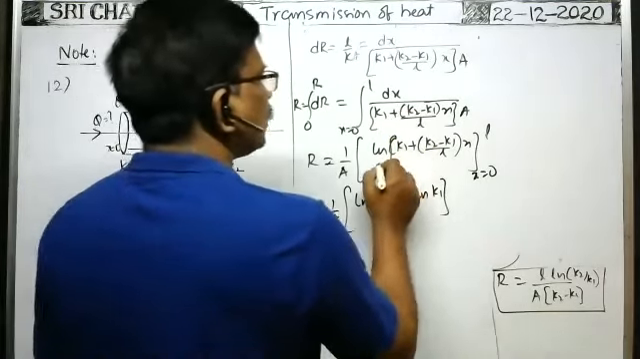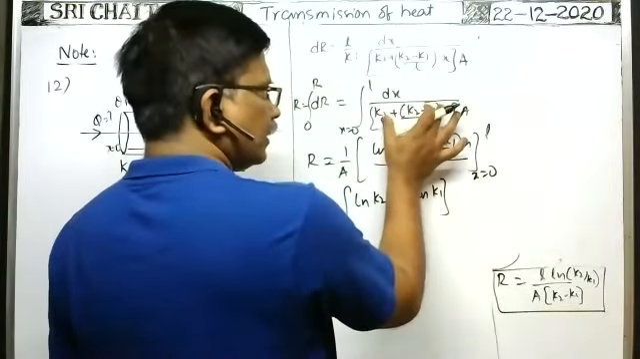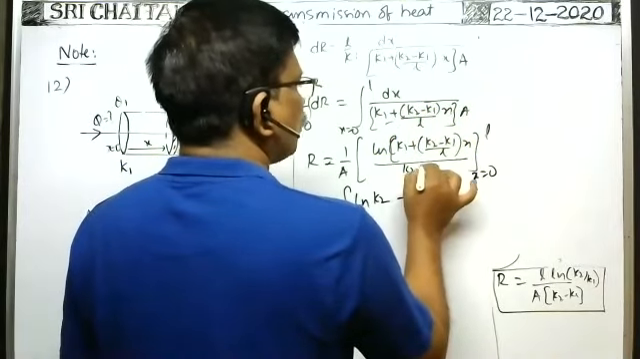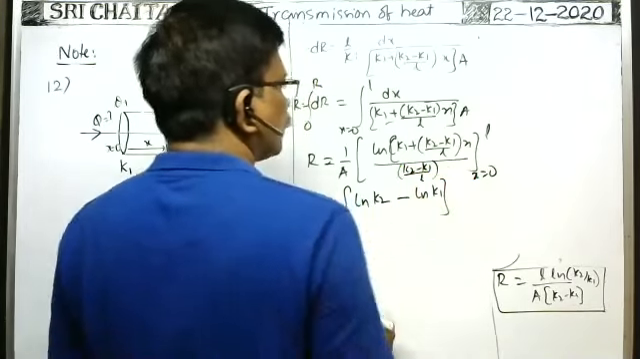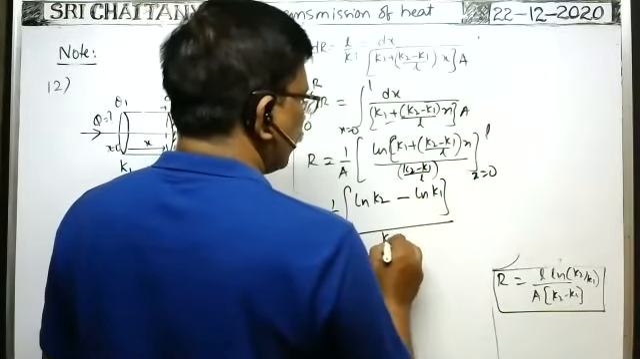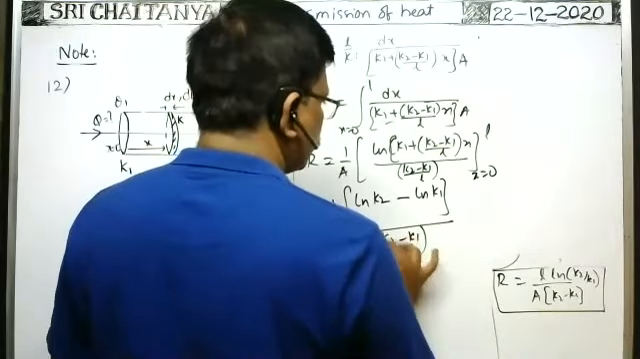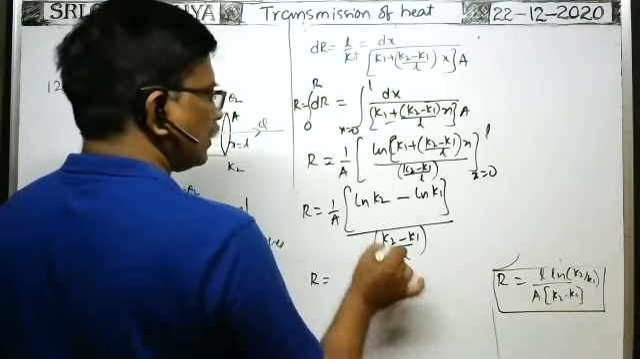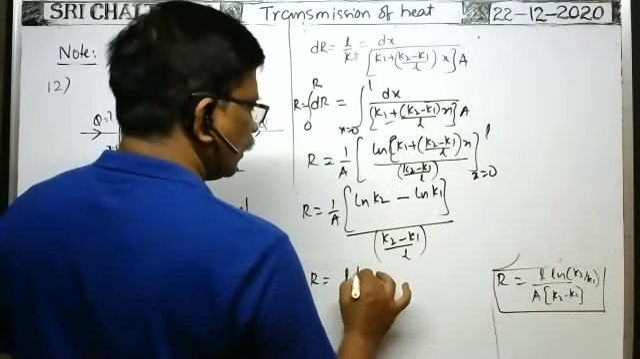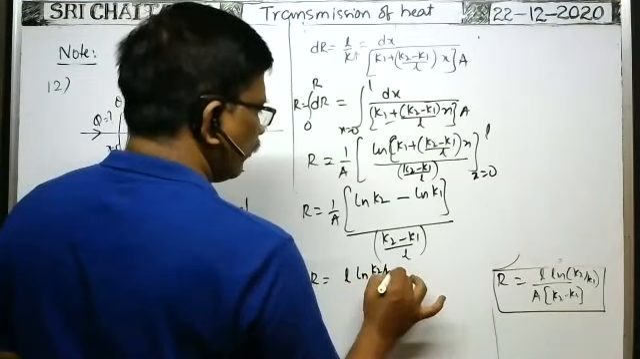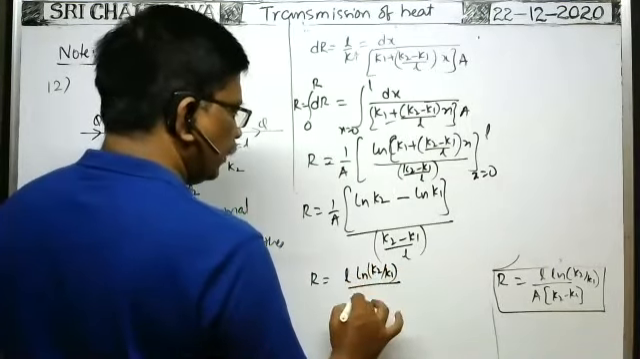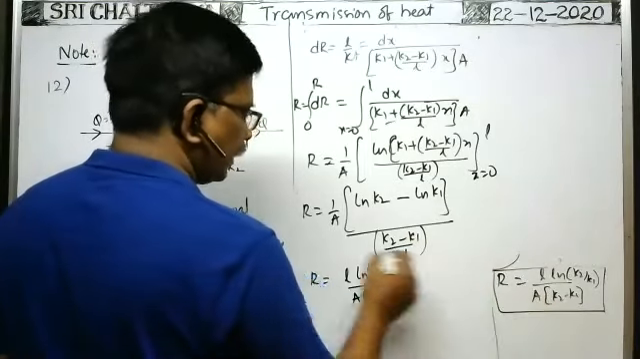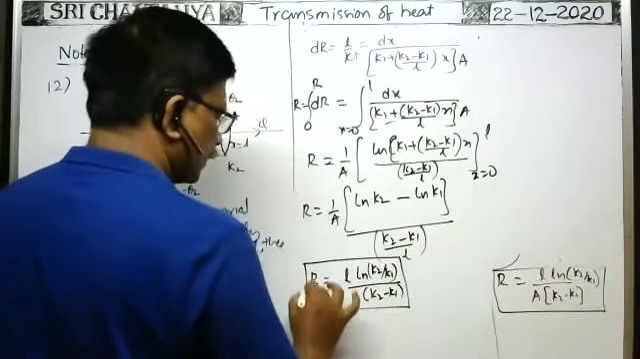So after integration, we have ln of something by the coefficient of x. The coefficient of x means (k2 minus k1) by L is there. So whole by (k2 minus k1) by L is also there. Therefore, R is equal to L into ln(k2 by k1) whole by A into (k2 minus k1). That is what we got here. So this is the answer.